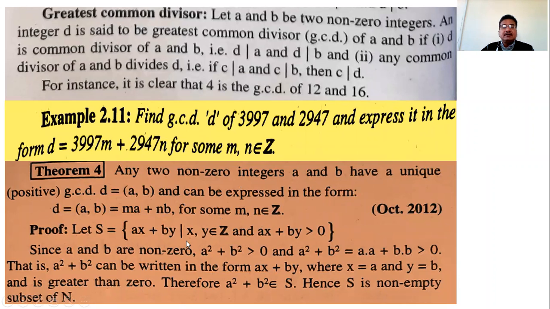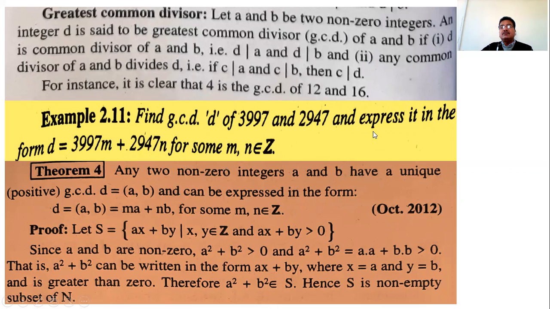Examples of the application of this theorem were already observed in the previous lecture: find the greatest common divisor of these two numbers, and this answer is unique. The answers of all students are the same. So the greatest common divisor of any two non-zero integers is unique; the answer is only one. This is the first part of this theorem.